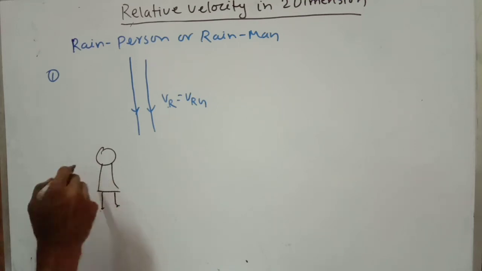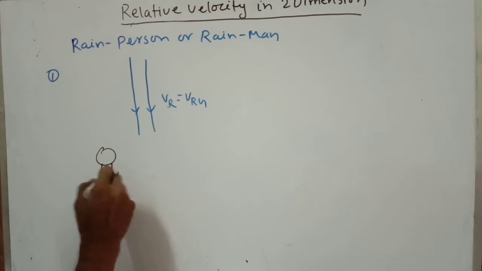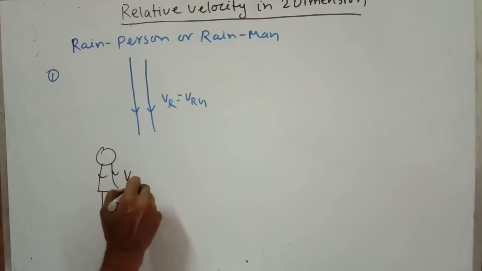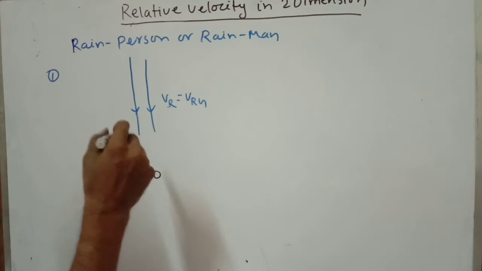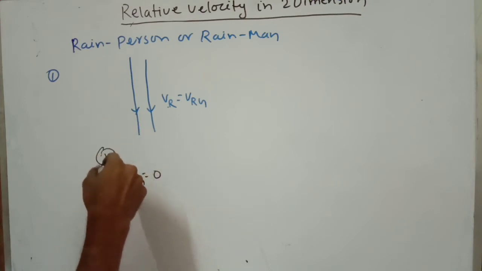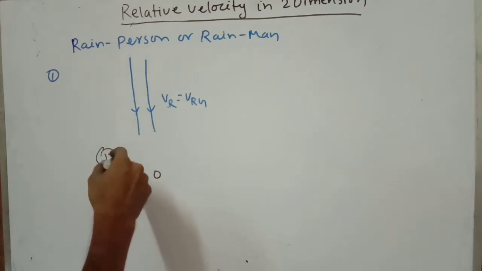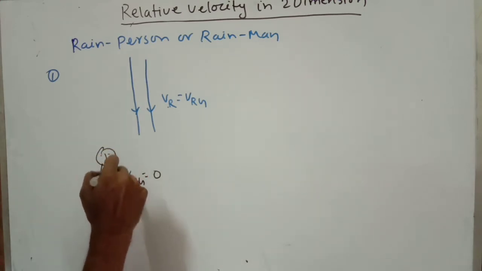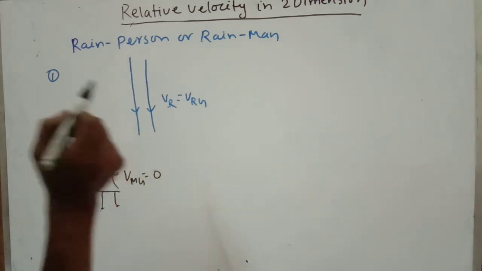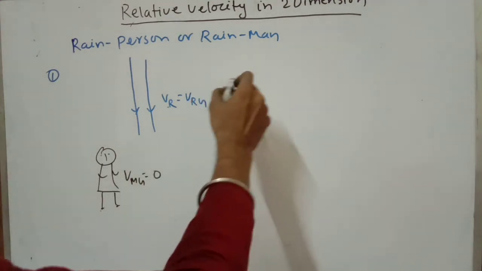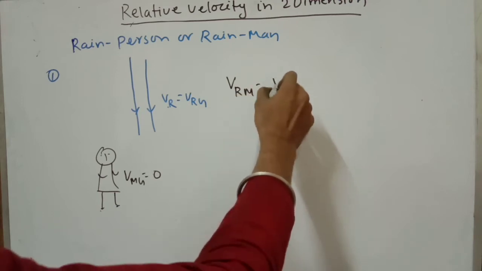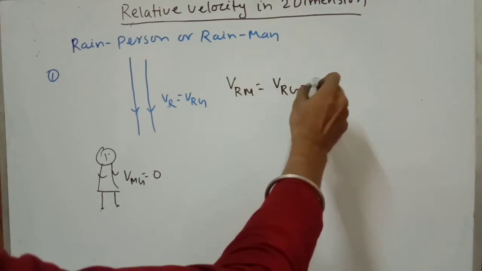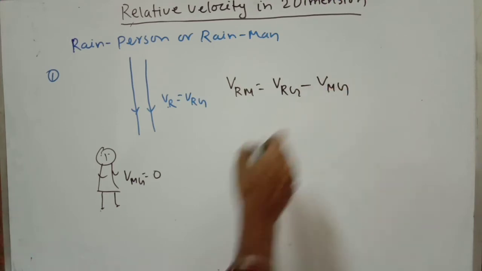Okay, he has an umbrella. Its speed is what? We consider the velocity of the man with respect to ground to be 0. Now the question is, in which direction should he open the umbrella so that he can be saved from the rain? We know the velocity of rain with respect to man is the velocity of rain with respect to ground minus the velocity of man with respect to ground.